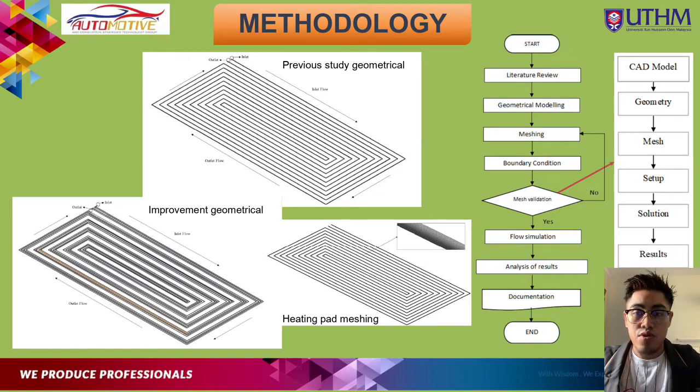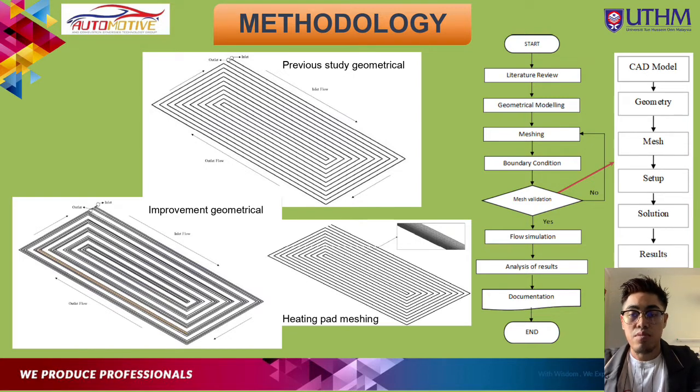Okay, gambar yang pertama menunjukkan previous study geometrical design. Design ini adalah sebagai reference untuk projek saya, di mana ianya hanya menggunakan satu tube inlet. Diameter inner dia adalah 5.6mm dan outer dia adalah 9.6mm, di mana thicknessnya menjadi 4mm.